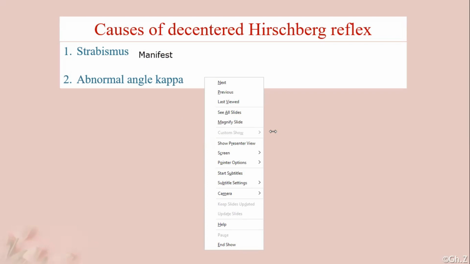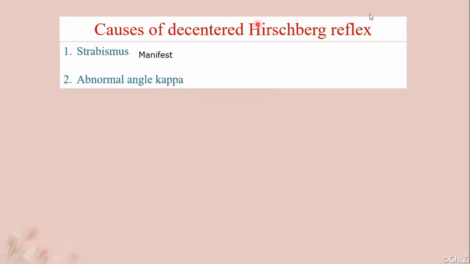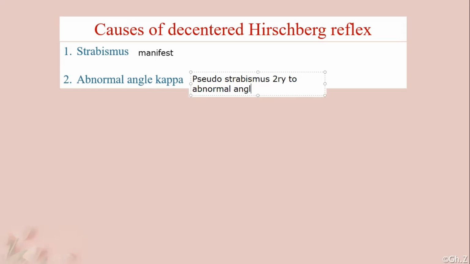You can say pseudostrabismus secondary to abnormal angle kappa. So I can write it down here. So here, manifest, and here, pseudostrabismus secondary to abnormal angle kappa. Okay. By the way, what is the other name for manifest strabismus? Hypotropia. All right.